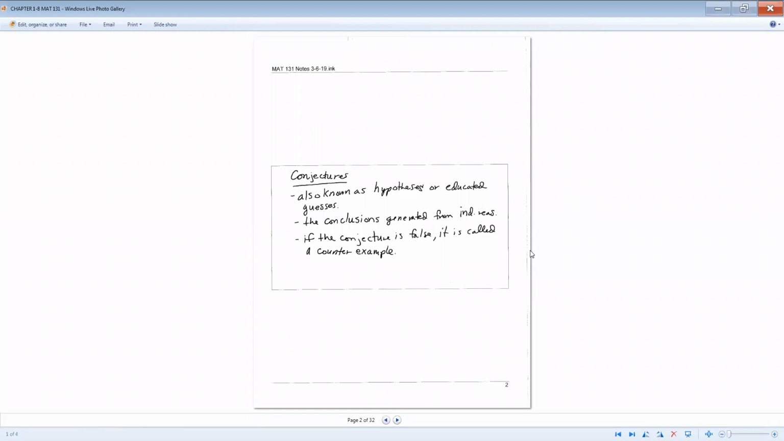Conjectures, also known as hypotheses or educated guesses. The conclusions generated from inductive reasoning are also called conjectures. And if the conjecture is false, it is called a counterexample.